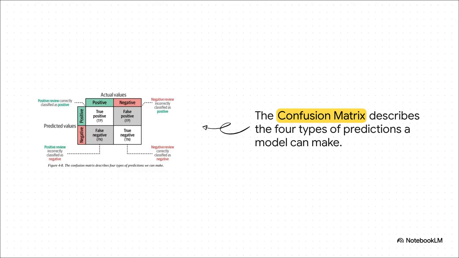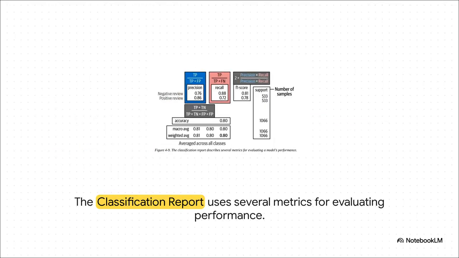A true positive is when it correctly set a review as positive. A false positive is when it accidentally called a negative review positive. This grid gives us the raw data on its performance. And from that simple grid, you can generate a full-on report card, which looks something like this. It might seem a little intimidating, but all it's doing is taking those raw numbers of rights and wrongs and calculating some more meaningful scores, giving us a much richer picture of how well our model is actually doing.